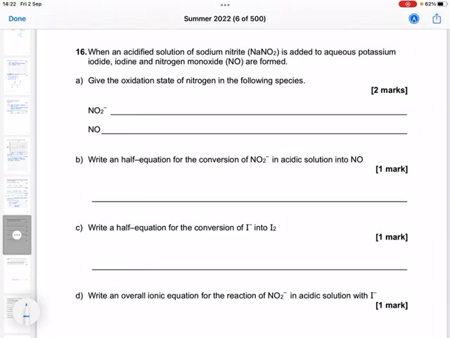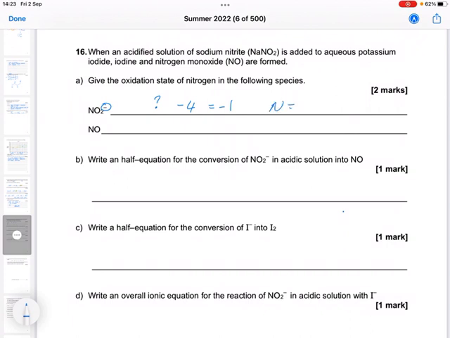When an acidified solution of sodium nitrite is added to aqueous potassium iodide, iodine and nitrogen monoxide NO are formed. Give the oxidation states of nitrogen in the following species. Okay, so this one has got to add up to -1. That's that bit there. I've got 2 oxygens at -2 each, so that's -4, which means that the nitrogen here must be +3 in order for the -4 to make it equal -1.